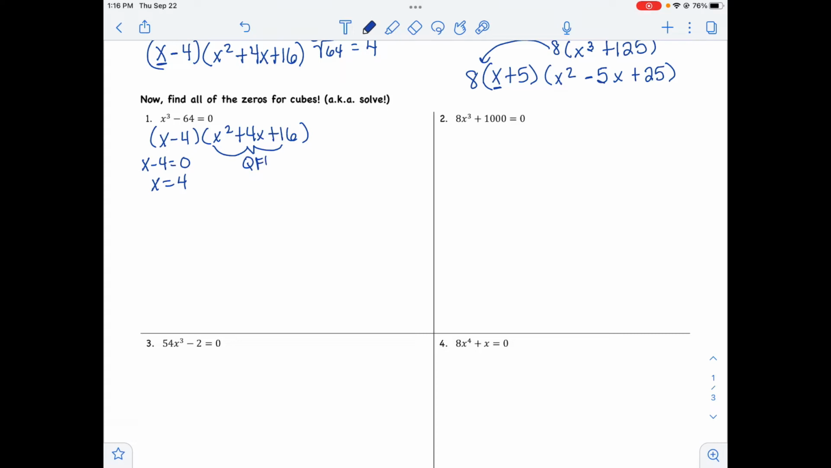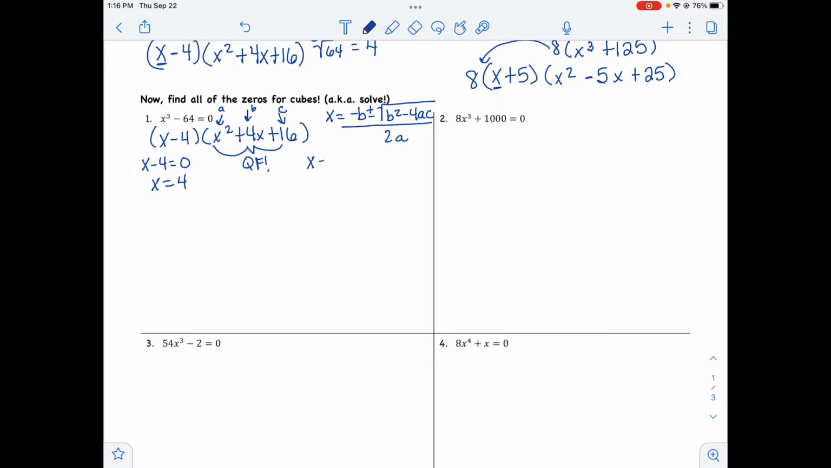Okay, so we're going to use the quadratic formula right here. So the quadratic formula is x equals, and you should know this by heart, negative b plus or minus the square root of b squared minus 4ac over 2a. Knowing that this is your a, this is your b, and this is your c. So let's go ahead and plug in what we have.